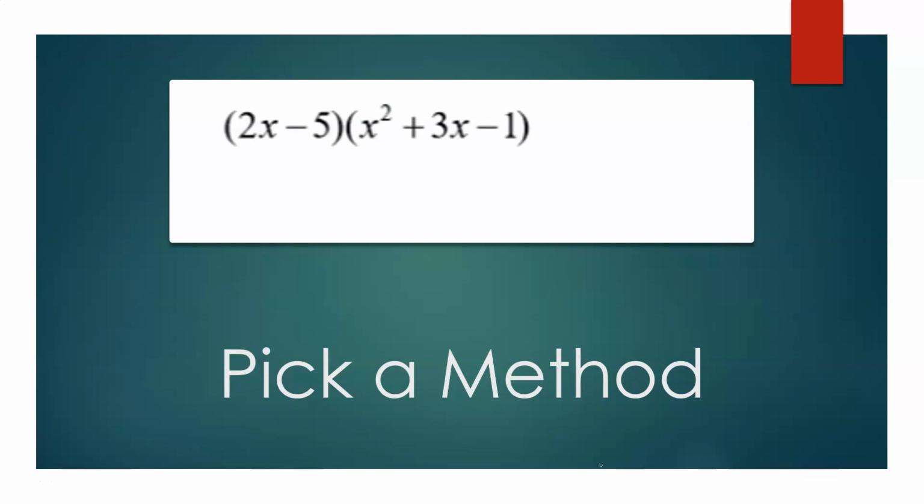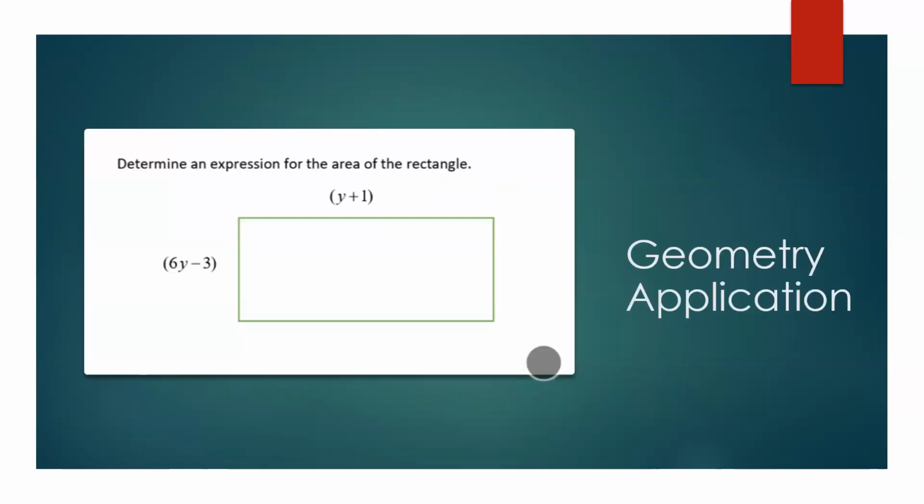All right, you pick any method and you guys do this one. Any method you want. This is a binomial times a trinomial. All right, the answer to this one is 2x cubed plus x squared minus 17x plus 5. Nothing to combine. I put it in standard form. We're all good to go.